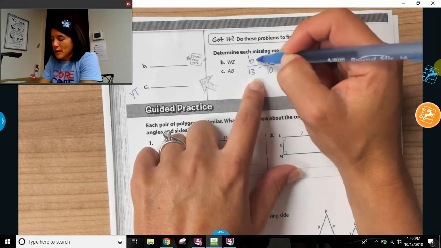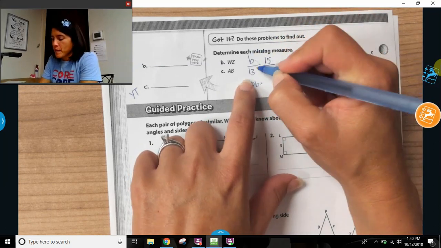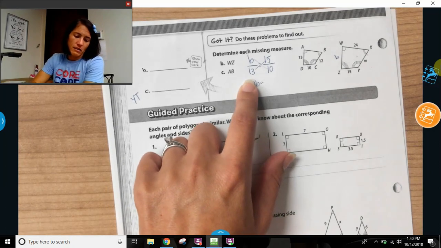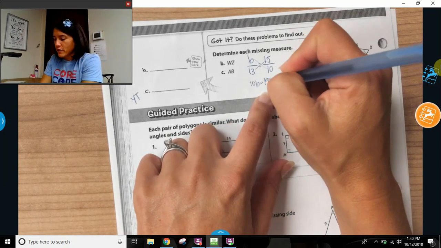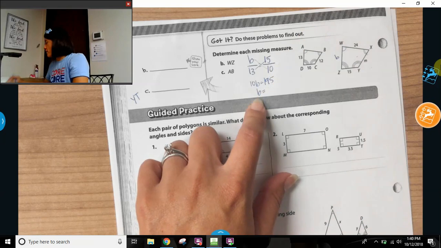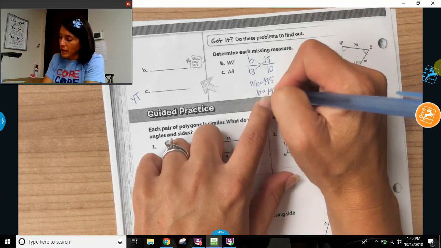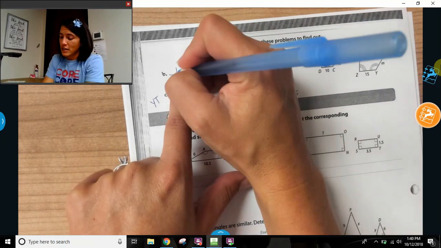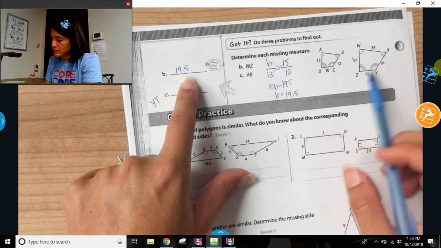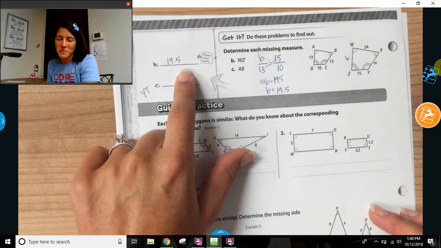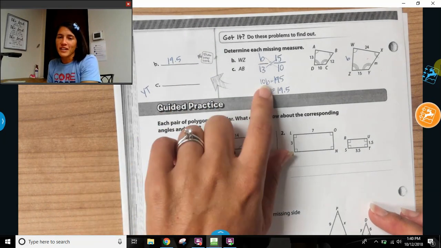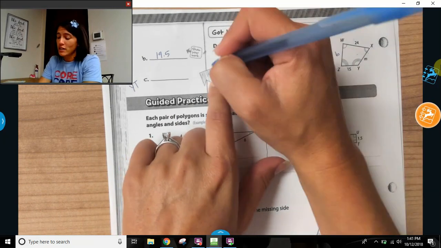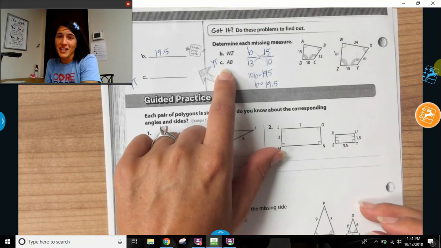Okay, cross multiply. B times 10 is 10B. And 15 times 13, oh my goodness, 15 times 13, I don't know, 195. And then we divide both sides by 10, and we get 19.5. So our answer to B is 19.5. It doesn't give any units, so 19.5. Again, I set up a proportion, and then I cross multiplied. Letter C is a U try. So U try, pause, and then press play when you're ready to see the answer.